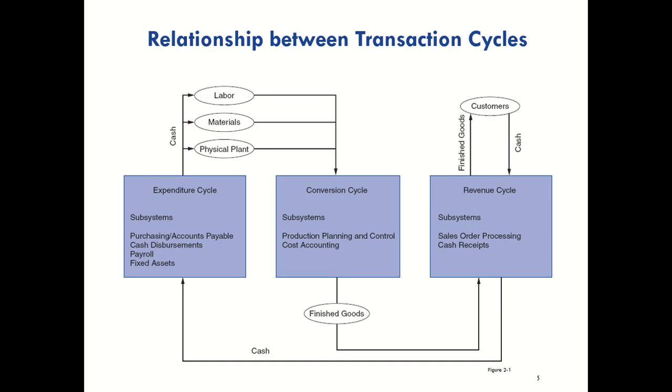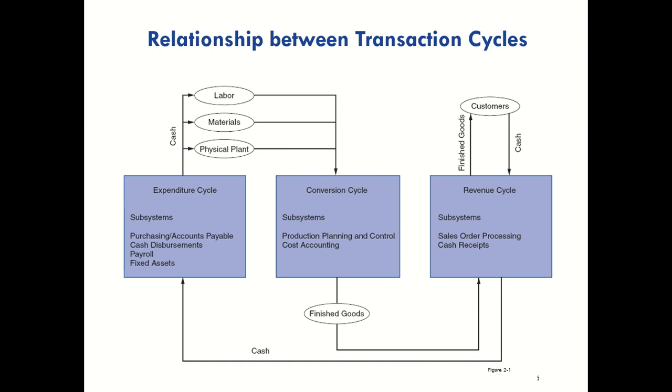Okay. Sige. So, let's try to analyze lang using this diagram or image, the relationship between the three transaction cycles. Although kanina naman, kung mapapansin niyo, parang process talaga from expenditure going to the revenue cycle. So everything, as mentioned a while ago, starts with the expenditure cycle. So we will spend our money in either the materials, the physical plant, the labor, okay? And the output of this expenditure cycle will be the input of our conversion cycle. So in the conversion cycle, we have the production itself at saka yung cost accounting.